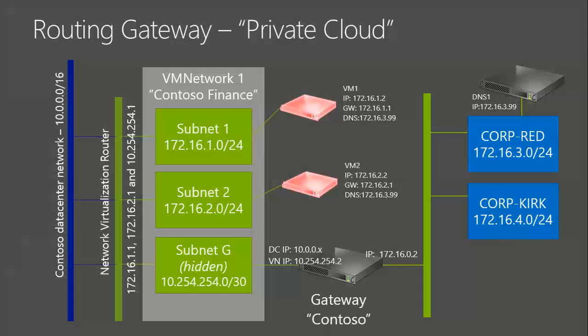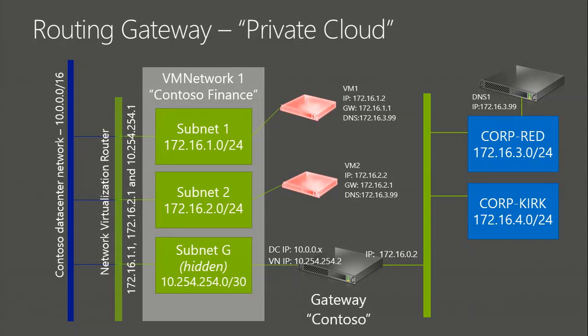You have a corporate network with two sites. Those are the blue ones on the right. They have a regular physical corporate network, which is the green line on the right. And that's connected to the data center through the network virtualization gateway. In this case, it's owned by the enterprise that's operating this data center and has the network on the right.